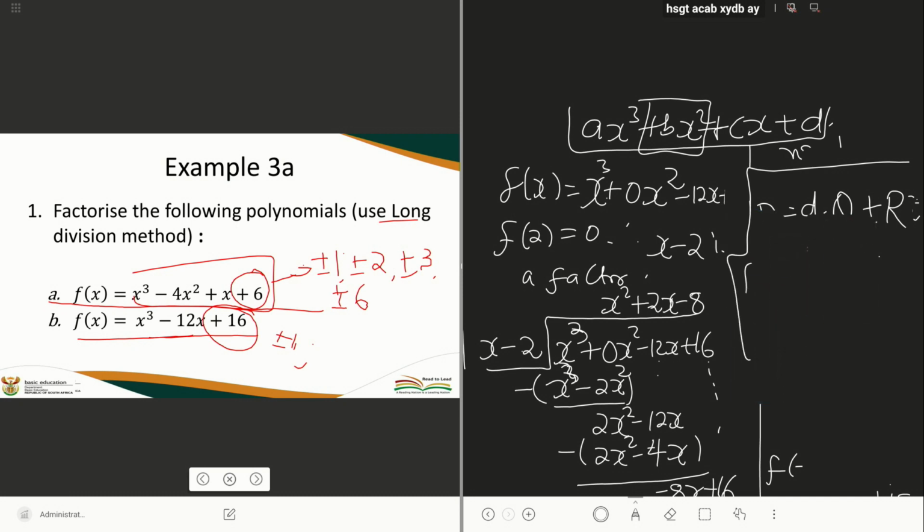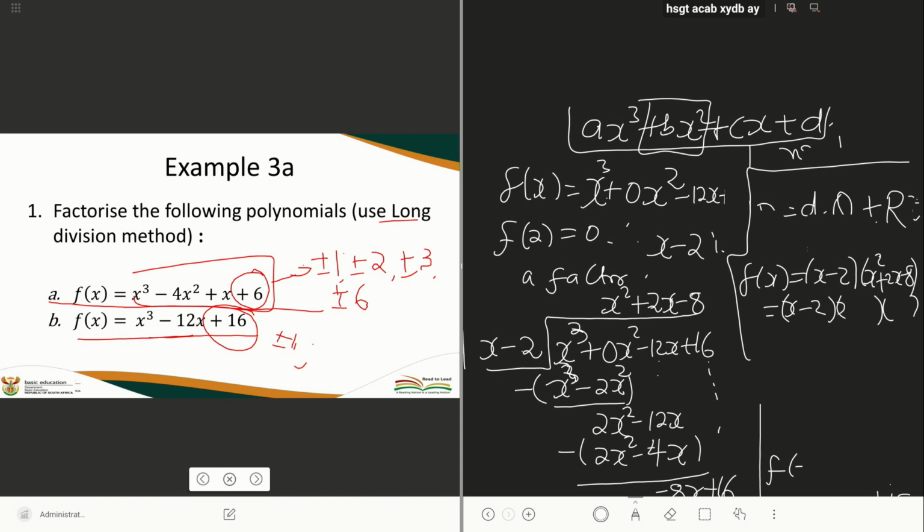f(x) is equal to (x minus 2) multiplied by (x squared plus 2x minus 8). Therefore, what will be the factors of the trinomial? You can use the quadratic formula, you can use your trinomial factorization, that's up to you.